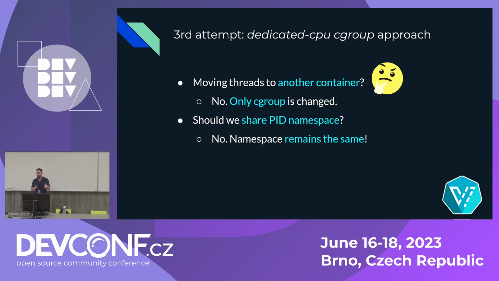And should we share the PID namespace? That's what I thought originally. But the answer is no, because we didn't change the namespace at all. So the vCPU threads that are running now on a different container share the PID namespace with all of the threads and processes from the compute container.